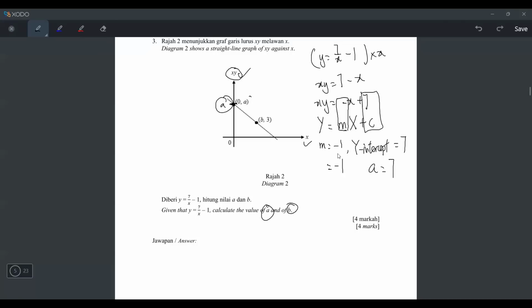But this one I took from the equation. What if you look from the diagram? Can you find the gradient from the diagram? Yes. Just take, you have 2 points, right? So you just take 3 minus A, divided by B minus 0. And we all know A is 7 already, so just put 7 there. So 3 minus 7 is -4 over B equals -1, and then -4 equals -B, B equals 4. All right. So A is 7, B is 4. Okay, so that's how you do question 3.